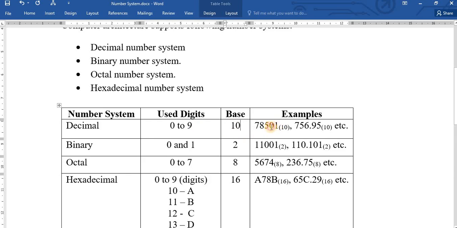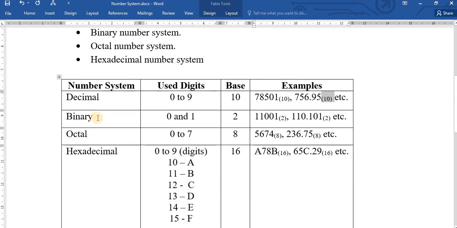For example, here you have the number. You have the digits 0 to 9, not 11, 12, 13, and so on, and the base is 10. So this is an example of the decimal number system. You can use decimals also, like 756.95. This is also an example of the decimal number system. One thing you have to remember: whenever you write down a number in any number system, you have to write down the base also. The base is required to identify the number system.